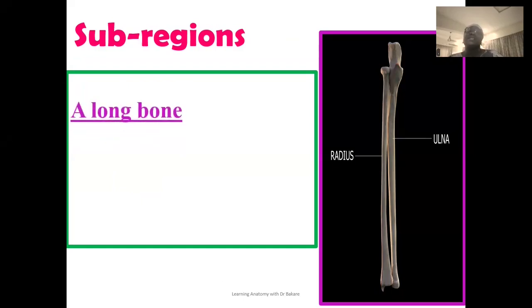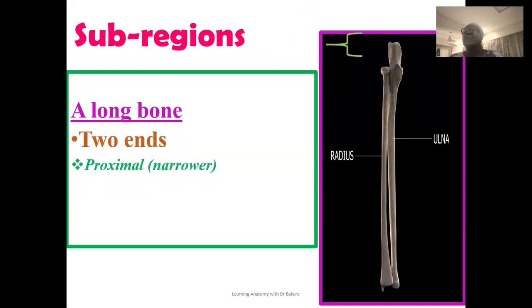Because the radius is classified as a long bone, we know that long bones are seen to have two ends. So it has the proximal end, which is carved out here in green. If you look at the proximal end, you see that it is narrow as we previously described, and also a distal end. And this is where we also have the distal end.